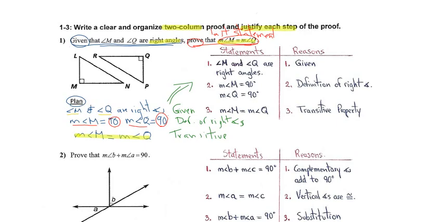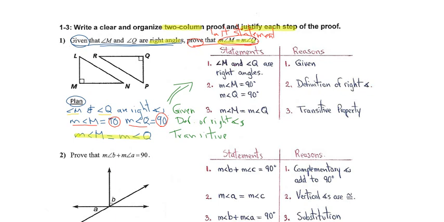I have measure of angle M, angle M and angle Q are right angles, and that is the information that we were given. And then what does it mean to be a right angle? It means that the measure of angle M is equal to 90 and the measure of angle Q is equal to 90. And why do we say that? Because we're using the definition of a right angle.